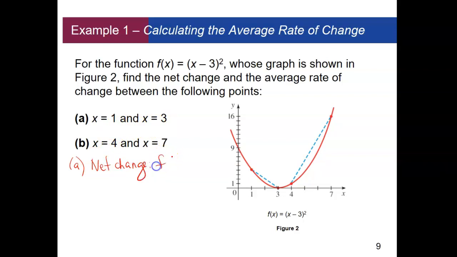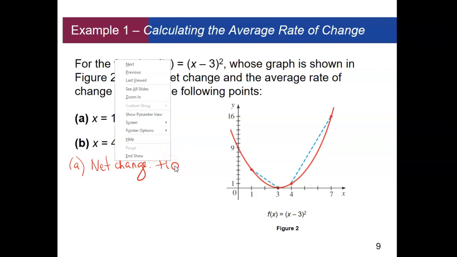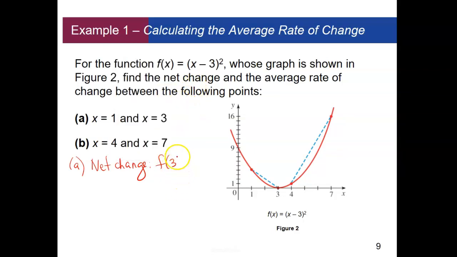I'm going to have f of b, so f of b minus f of a. Okay, so looking at my graph here or plugging it in, either one, if I put 3 into this, I'm going to get 0. And you can see here at 3, it is 0.